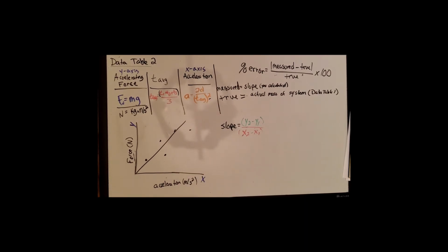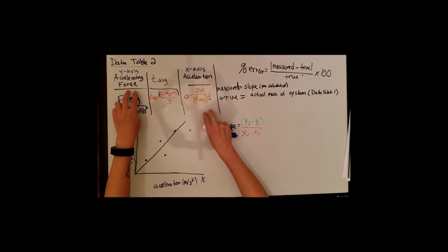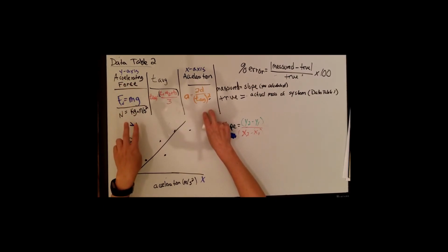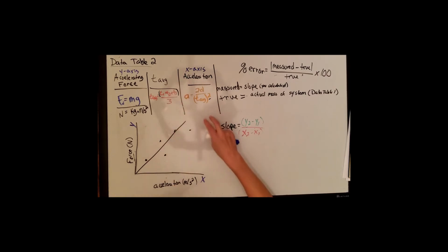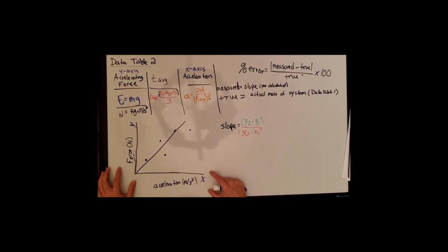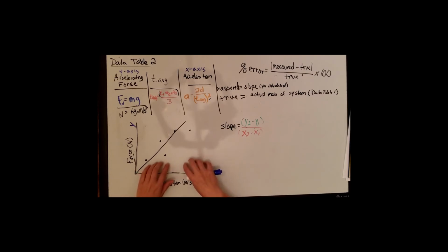The graph has been provided, you don't have to graph it. I took the accelerating force values as my y-axis values, and the acceleration values as my x-axis values. So I have a similar diagram to what you will see on the provided graph, having the force on the y-axis and the acceleration along the x. From this graph, what you need to do is calculate the slope.